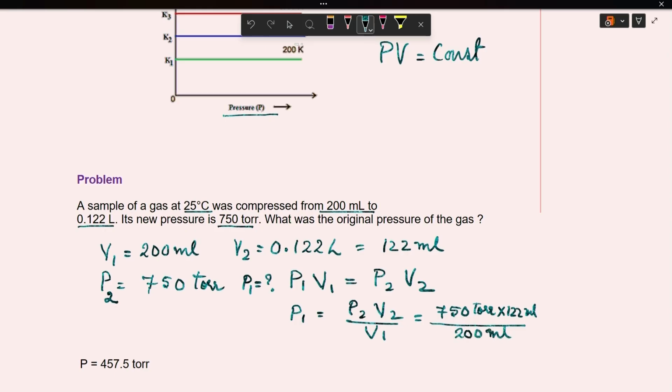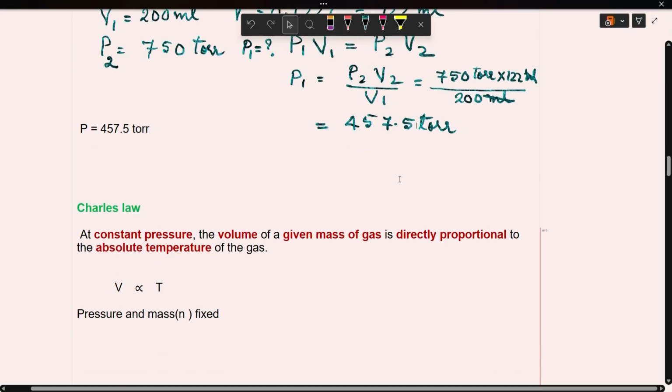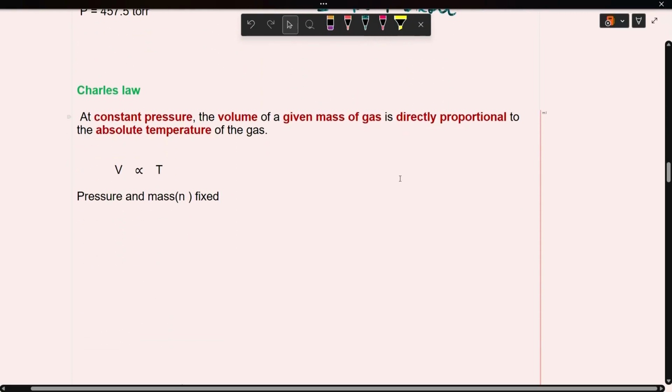Now, you can just find out this mL and mL, both units get cancelled, and you will be getting the answer in torr, and when calculated the answer will be 457.5 torr. Hope it is clear. So, that is about Boyle's law. Next, we are moving to the next gas law known as Charles' law.